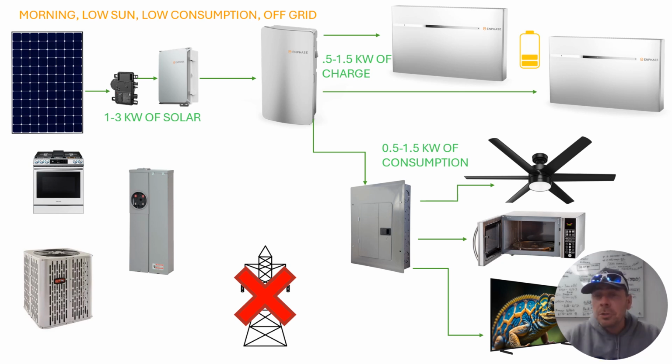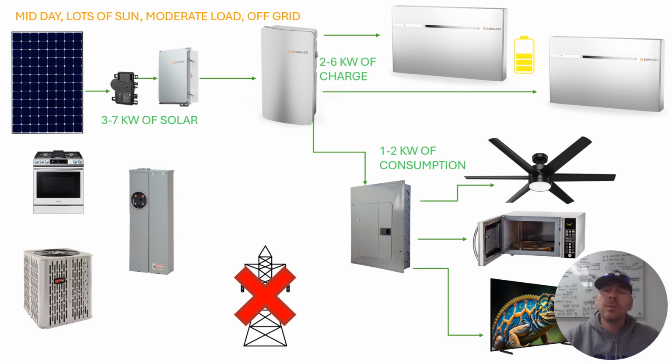So this is what you're going to get when the power goes out. You're going to get the backup loads, whatever's backed up, powered by the batteries and powered by the solar. Now, as the sun comes up and gets brighter during the day and gets to midday, there's lots of sun coming and there's a moderate load possibly and you're still off grid.